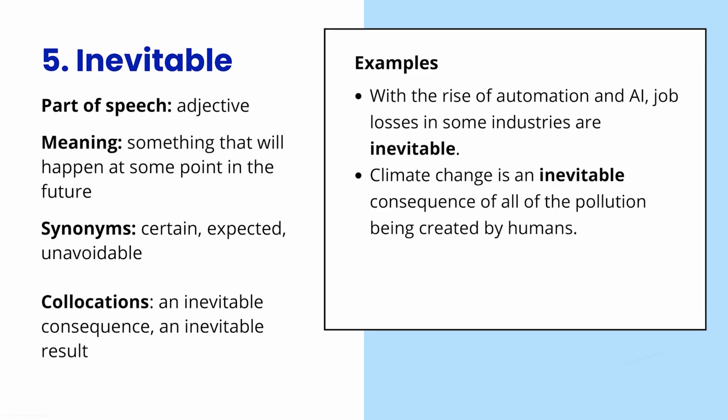Moving on to the second one, climate change is an inevitable consequence of all of the pollution being created by humans. So this simply means climate change will happen no matter what. So inevitable is a great word to use when you're talking about something that will happen. Instead of saying it will happen, you can sometimes use the word inevitable.